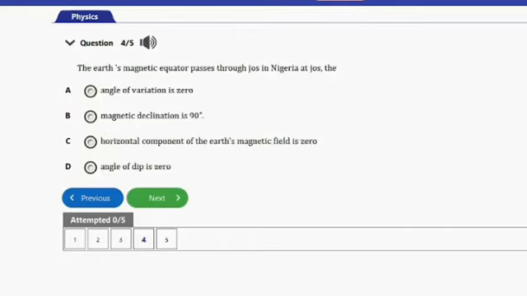So the next question we have here is question number 5. It says, the Earth's magnetic equator passes through Jos in Nigeria. At Jos, the A. Angle of variation is 0. B. Magnetic declination is 90 degrees. C. Horizontal component of the Earth's magnetic field is 0. And D. Angle of dip is 0. So guys, the answer to this question is option D here. Angle of dip is 0 at Jos.